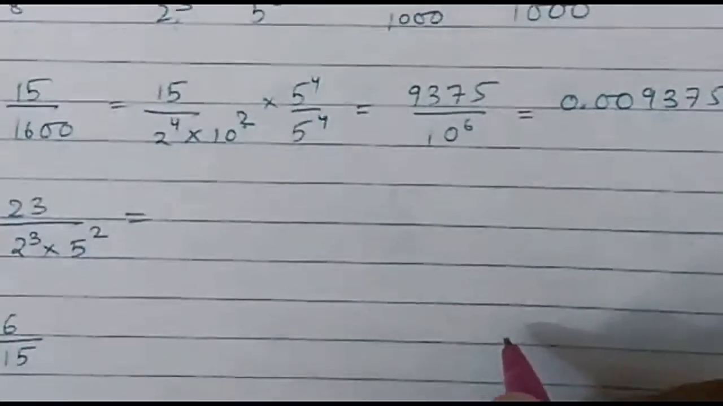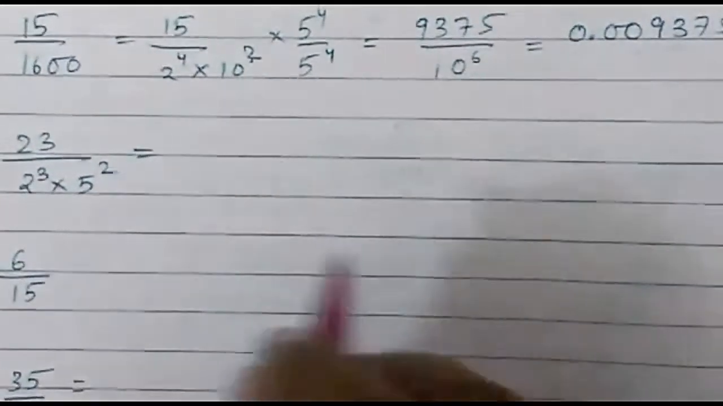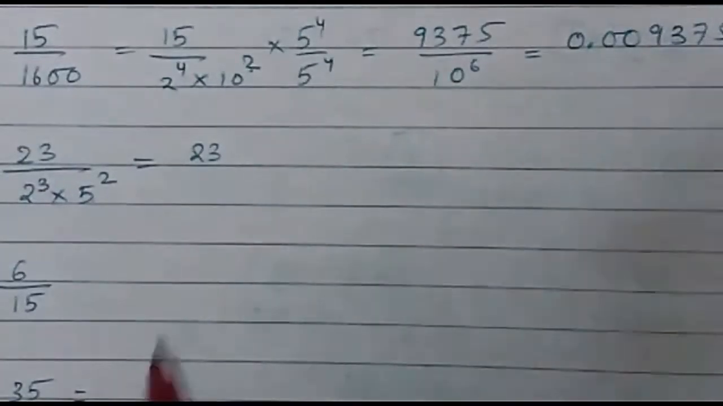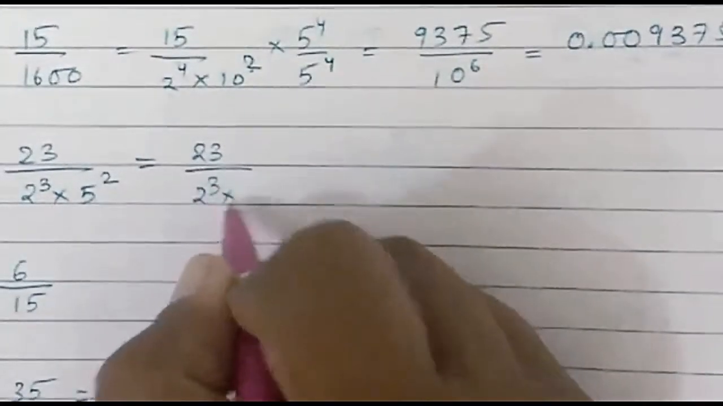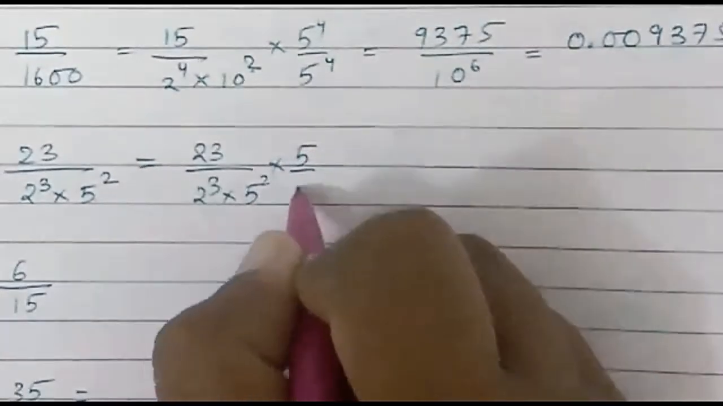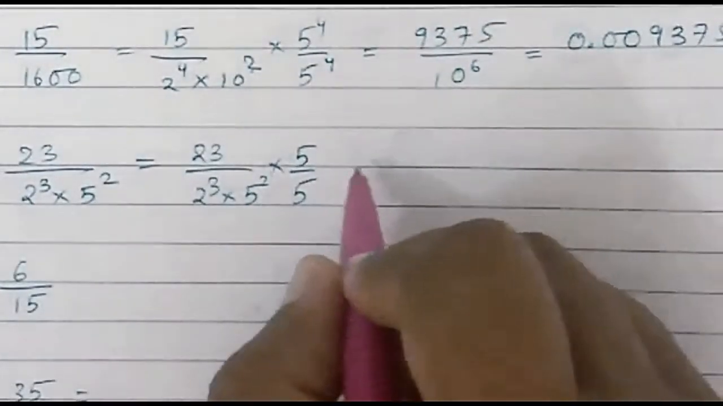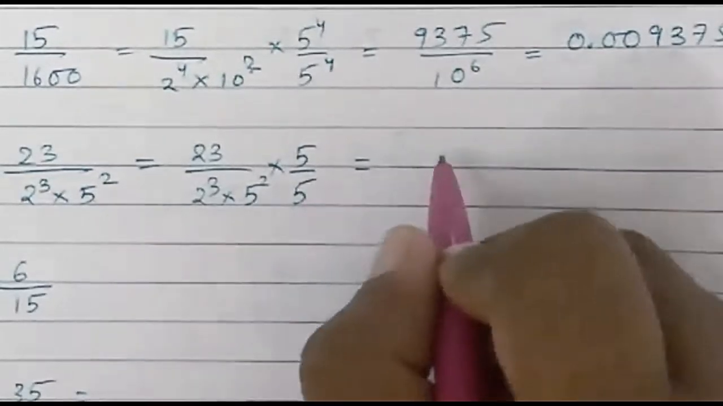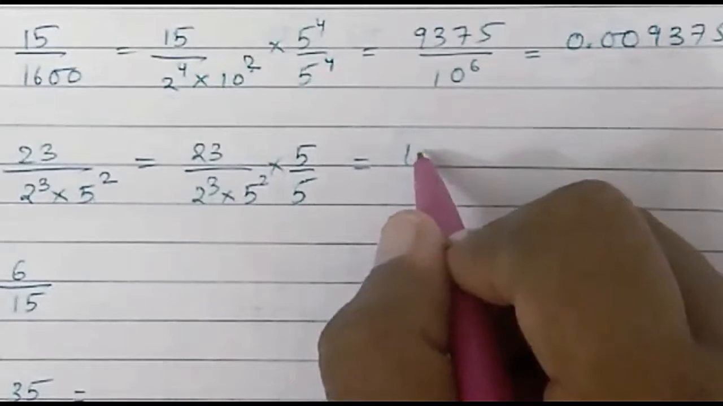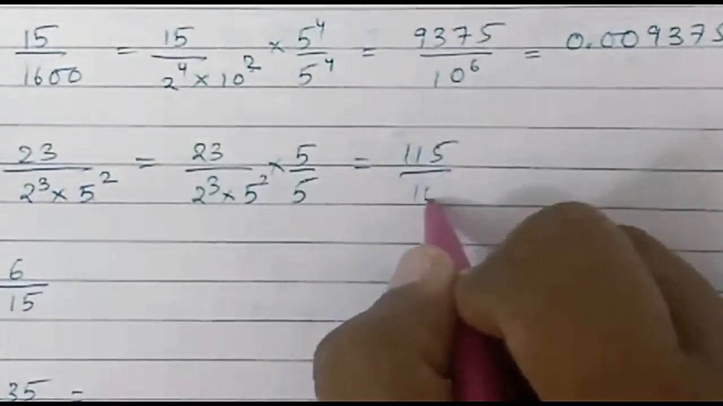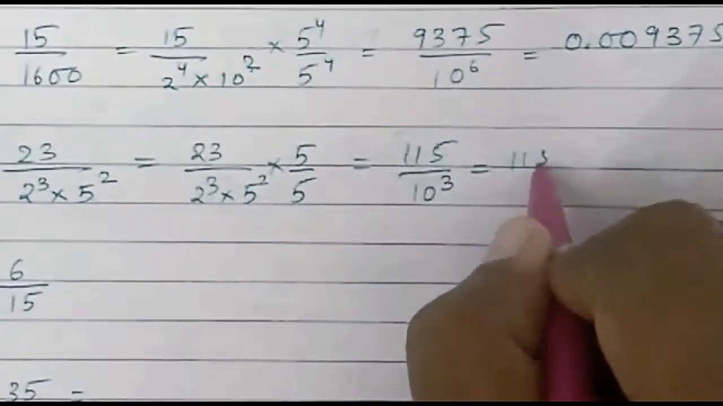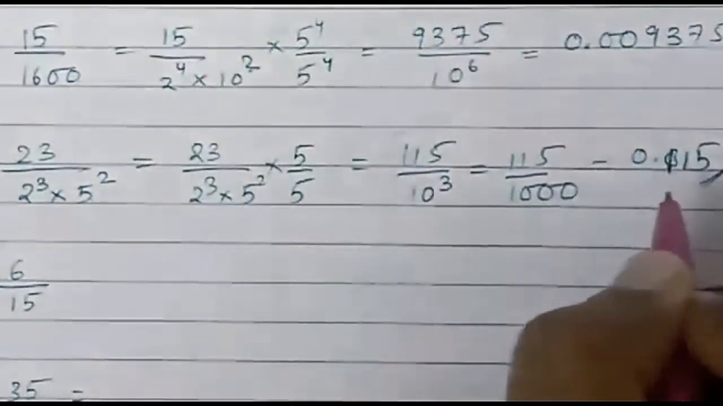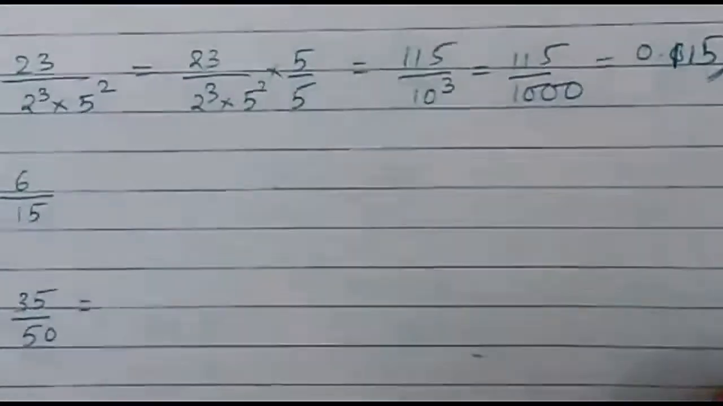Next one, 23 upon 2 cube into 5 square. So here we have to add only one 5. So what will we be adding here? 23 upon 2 raised to 3 into 5 square into 5, so that we get 5 cube in the denominator. So this will be equal to 23 into 5, which is 115 upon 10 raised to 3. So it will be 115 upon 1000, which is 0.115.